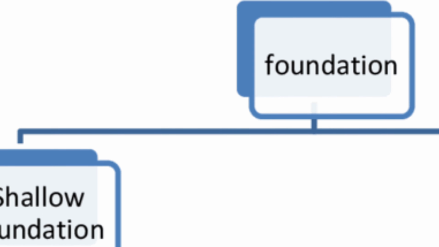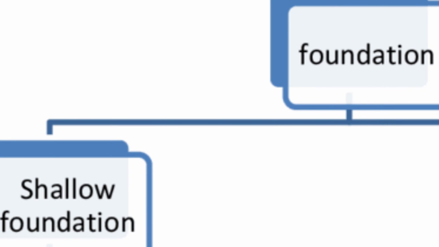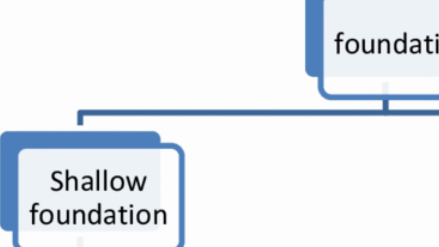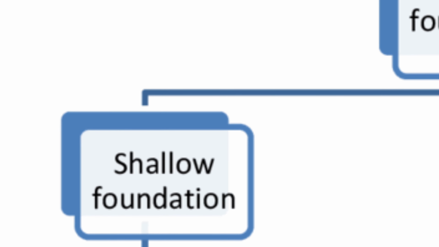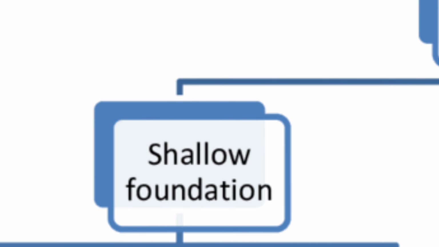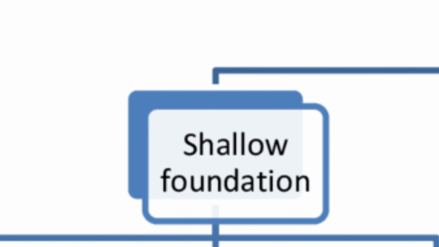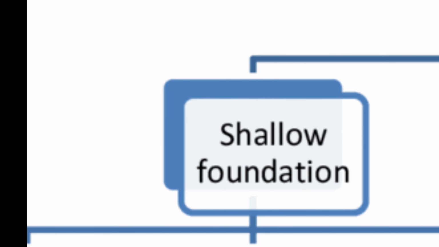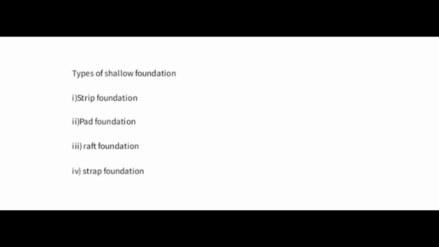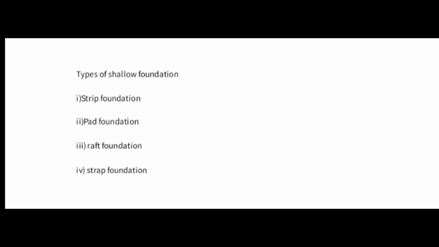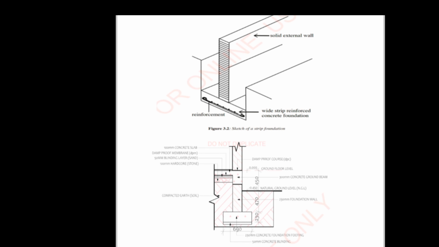Okay, let's discuss the classification of foundation. 1. Shallow foundation. These are types of foundation that transfer the building load to the earth very near to the surface. They are constructed where the soil layer at shallow depth, up to 1.5 meters, is able to support the structural loads. Types of shallow foundation: 1. Strip foundation, 2. Pad foundation, 3. Raft foundation, 4. Strap foundation.